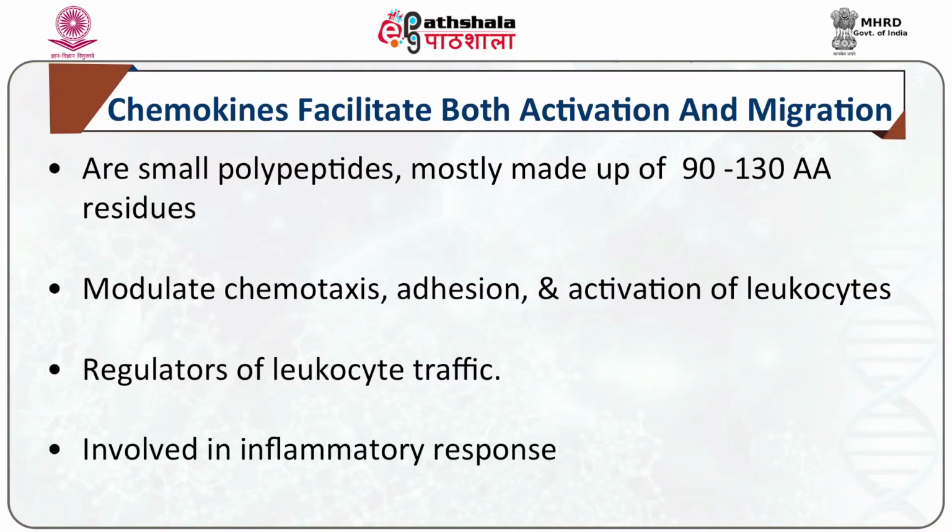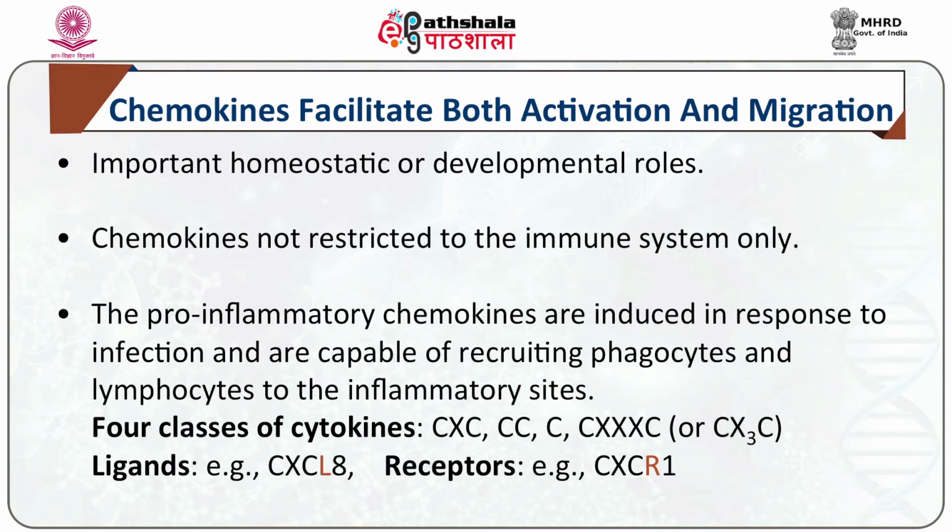Chemokines facilitate both activation and migration. Chemokines are small peptides made up of 90 to 130 amino acid residues. They have the ability to modulate chemotaxis, adhesion and activation of leukocytes, and regulation of leukocyte trafficking. A few of the chemokines are involved in inflammatory responses. Some are constitutively expressed and have an important role in homeostasis or development of the cells. Chemokine mediated effects may not be restricted to the immune system only.